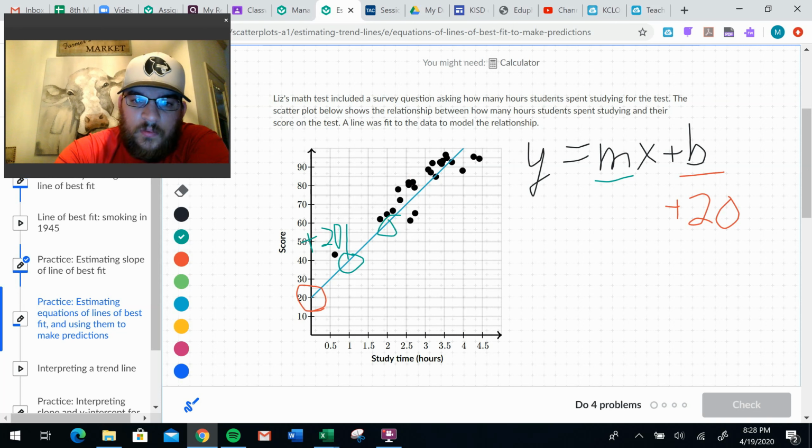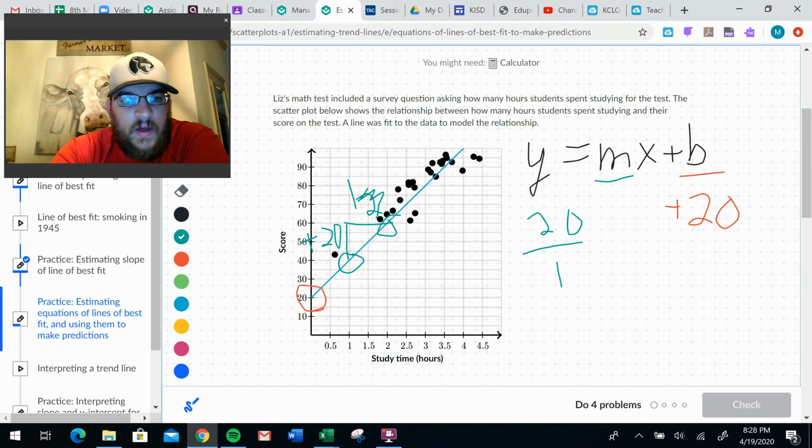And then my run, we go from 1 to 2. So that's an increase of just 1. So then my rise would be 20. My run would be 1. 20 divided by 1 is just 20.